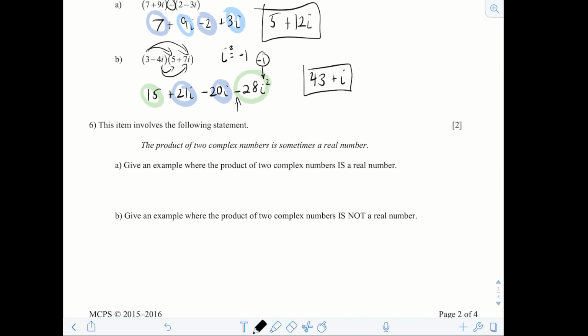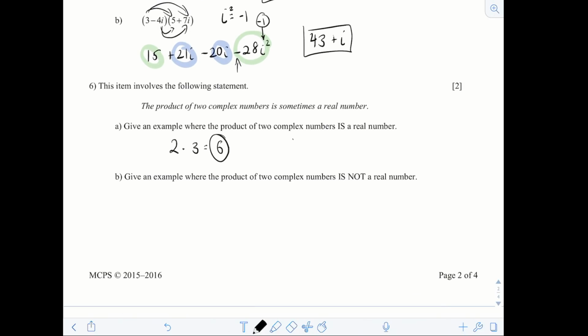Okay, this item involves the following statement. The product of two complex numbers is sometimes a real number. Now it says, give an example where the product of two complex numbers is a real number. Well, 2 and 3 are both considered to be complex numbers, so their product would actually be a real number.